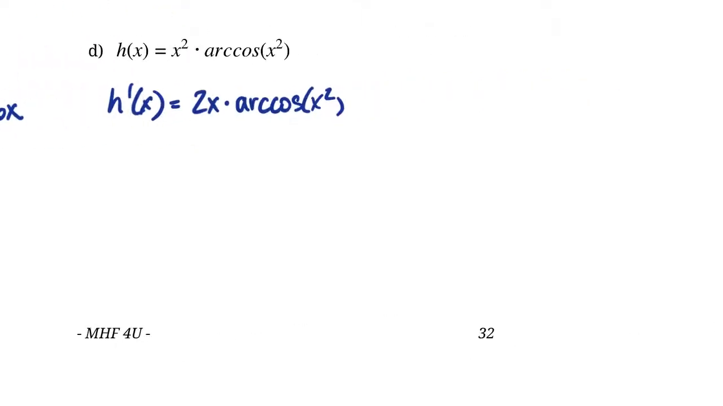And then we have to add the first part times the derivative of the second part. And the derivative of arc cos x squared, we know, is 1 over, actually negative 1 over the square root of 1 minus x squared. And x squared is x squared squared, right? Because that's the inside function, multiplied by the derivative of the inside function, which is 2x. There we go. Not the prettiest derivative, but that is the derivative of that function.